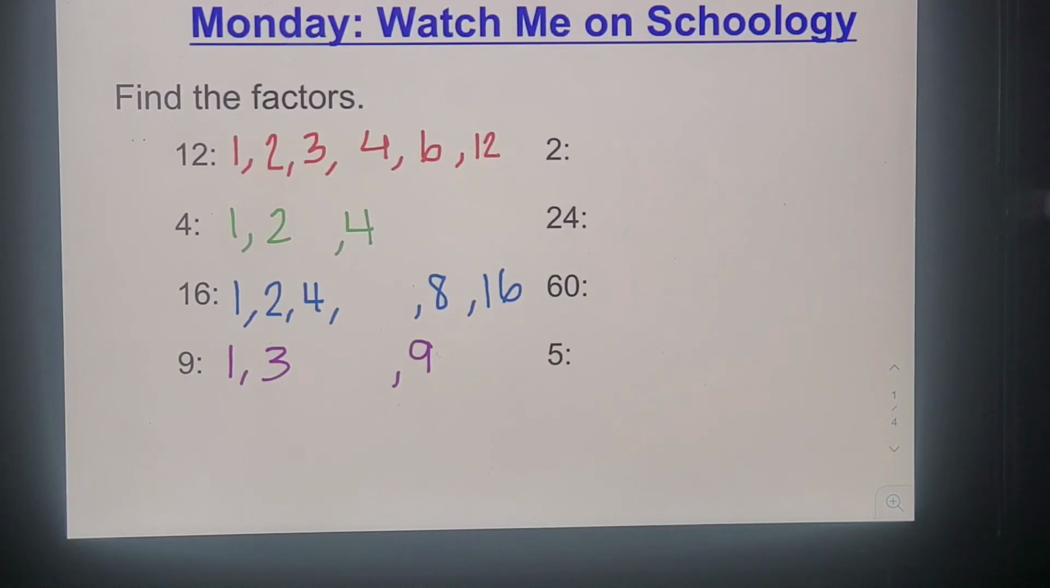Okay, now let's do the factors of 2. We have 1 and 2. Then in your calculator, you could try 2 divided by 2. That equals 1. We already have 1. We already have 2. So we are finished.